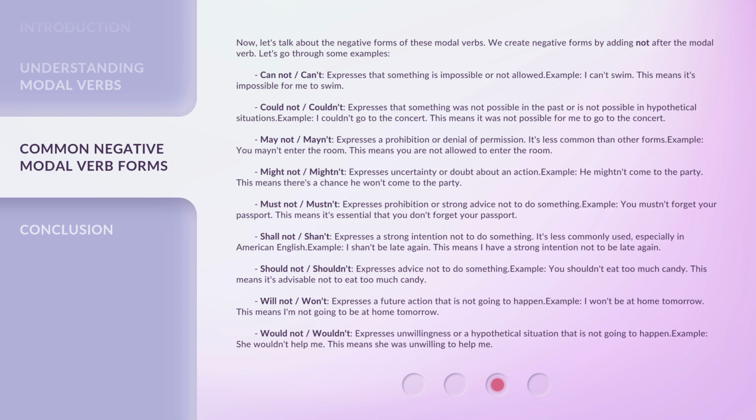Could not, couldn't, expresses that something was not possible in the past or is not possible in hypothetical situations. Example: I couldn't go to the concert. This means it was not possible for me to go to the concert.